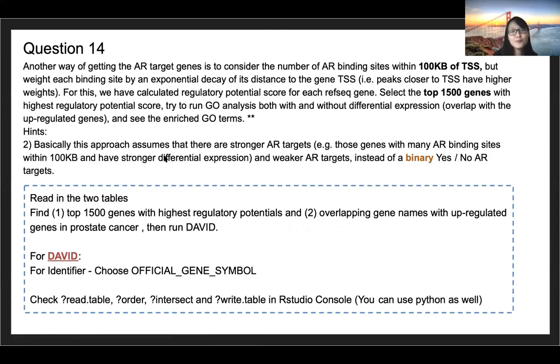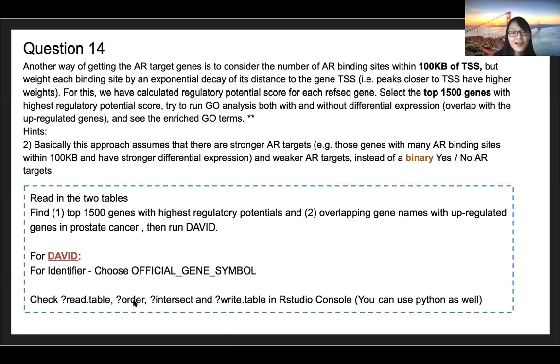so now it's back to the regulatory potential that we just discussed. We already provide you the file that has calculated the regulatory potential score for each gene. And we want you to select the top 5,000 genes with highest RP score. Again, you probably need to read it in either R or Python, and then select the top 5,000 genes based on the RP score. I would recommend order.